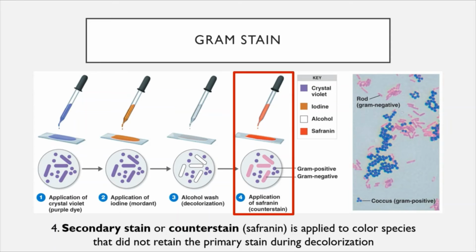At the end, if you have a mixed sample, you can end up with some cells that have a purple color retained from the very first step of applying crystal violet, and some that have a pink color that came from the fourth step of counterstaining with safranin. Safranin is a pink reddish colored dye which is named after the reddish colored spice saffron.